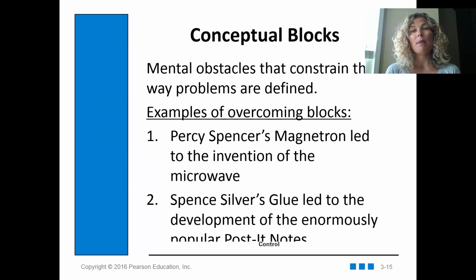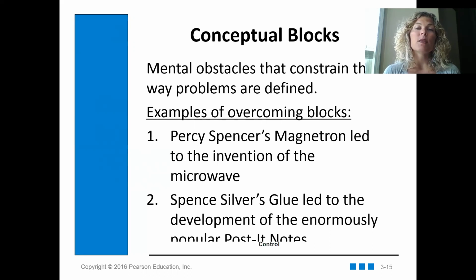The other impediment is the conceptual blocks that I briefly mentioned. You can see the definition: these are mental obstacles that constrain us in our ability to define a problem. The majority of the lecture is going to be talking about those conceptual blocks, and also ways to overcome them. The first step is recognizing that you have these conceptual blocks. For some of us, some blocks might be more prevalent than others, but just recognize that we all have them, and be willing to work through them.